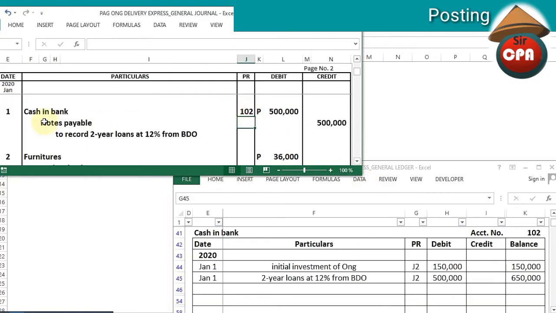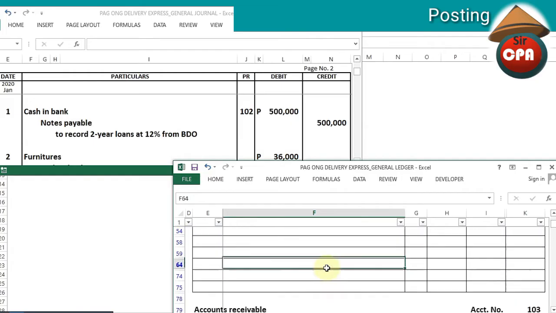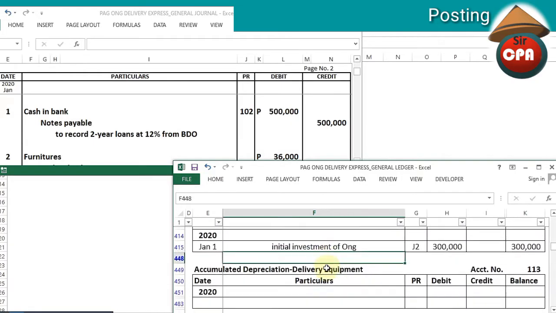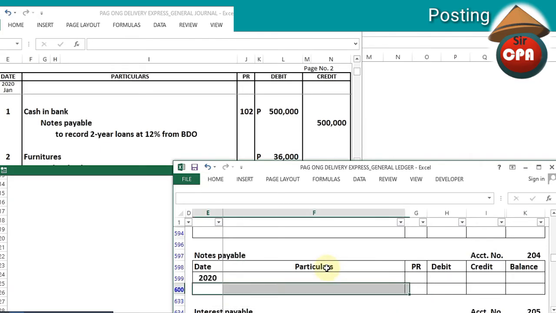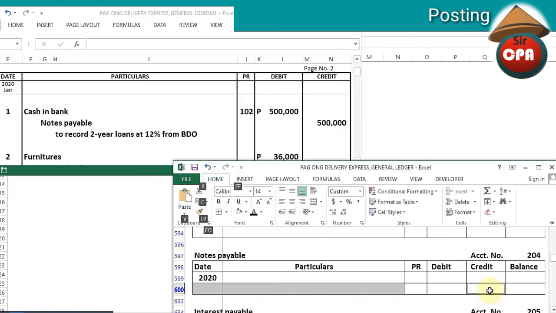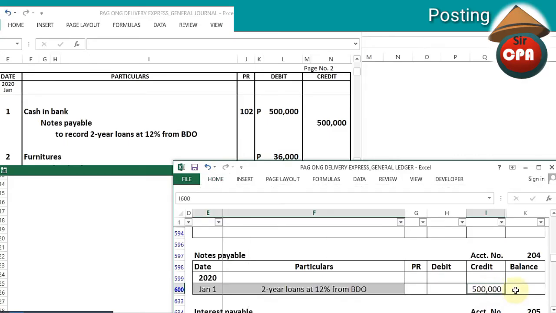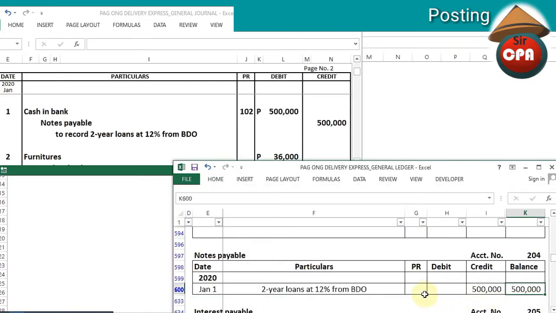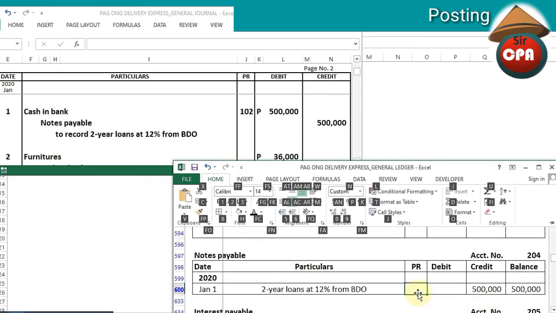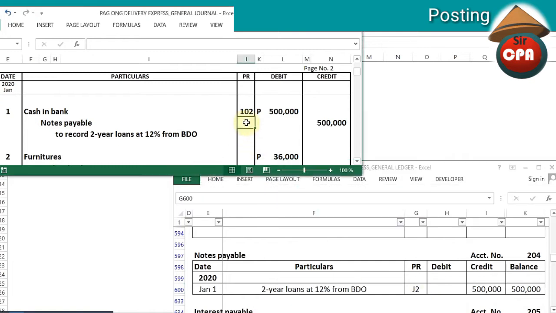So next, let's go to the notes payable ledger. Same again, we copy the date, particulars, and amount, which is 500,000 under the credit column, because it is also in the credit column per our journal. Then, let's compute the balance. There is no other amount involved, so that is 500,000. Now, our post-reference, J2. Going back to the journal entry, we also put the account number, which is 204, to signify that it is posted. And we're done posting the second January 1 journal entry.